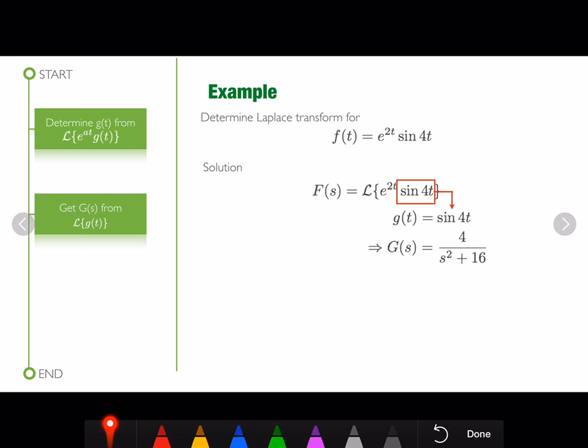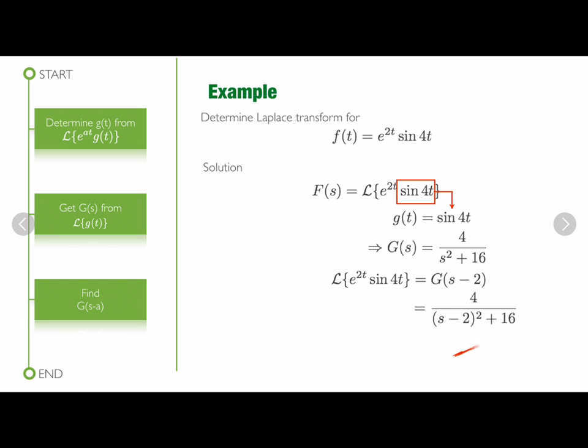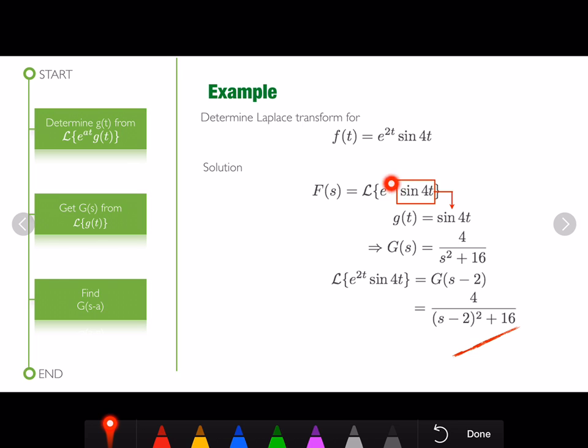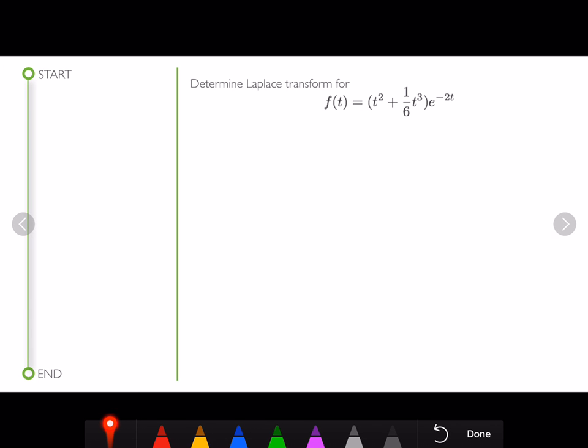So this is the Laplace transform. When I get this one, I'm going to identify my a here. This is my a, so a is 2, which means this is s minus 2, so it's 4 over (s minus 2) squared plus 16. So this is another example case here.